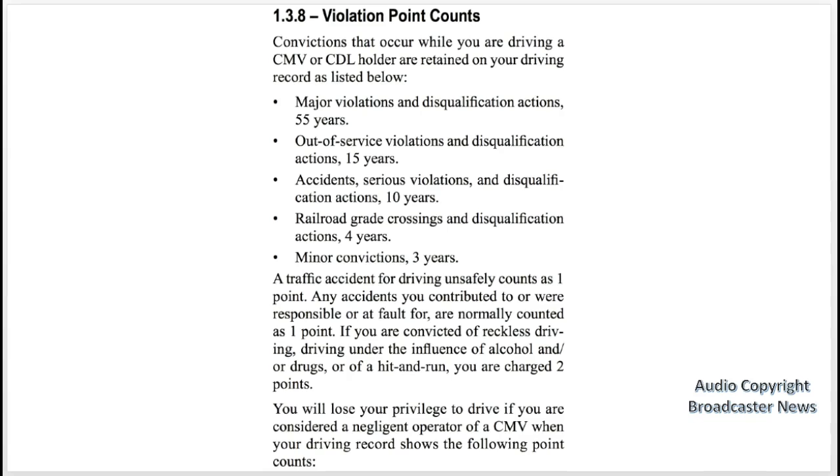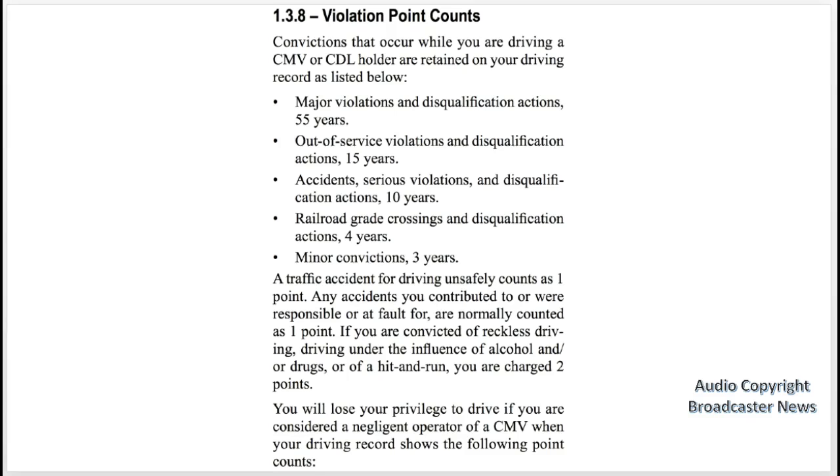1.3.8 Violation point counts. Convictions that occur while you are driving a CMV or CDL holder are retained on your driving record as listed below. Now, major violations and disqualification actions, 55 years. Out-of-service violations and disqualification actions, 15 years. Accidents, serious violations, and disqualification actions, 10 years. Railroad grade crossings and disqualification actions, 4 years.